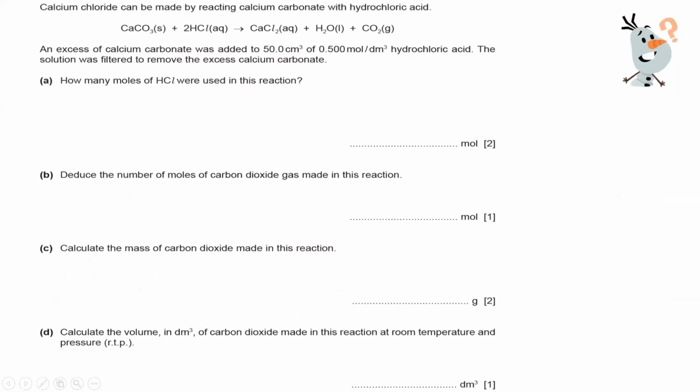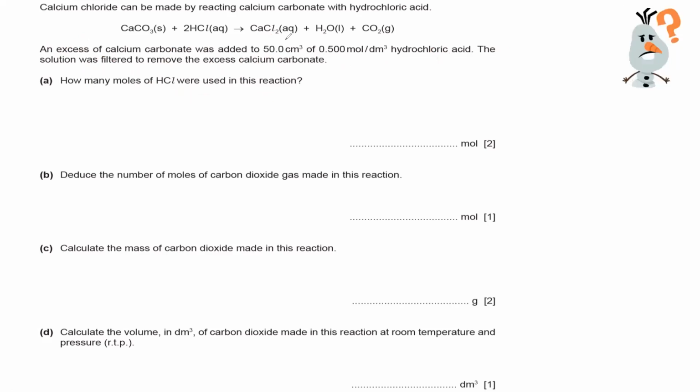Another question related to the moles. In this question, calcium chloride is made by reacting calcium carbonate with hydrochloric acid. You can see the equation is given. An excess means an extra or greater amount of calcium carbonate was added to 50 cm cube of 0.5 mole per dm cube hydrochloric acid. The solution was filtered to remove excess calcium carbonate. How many moles of HCl were used in the experiment?